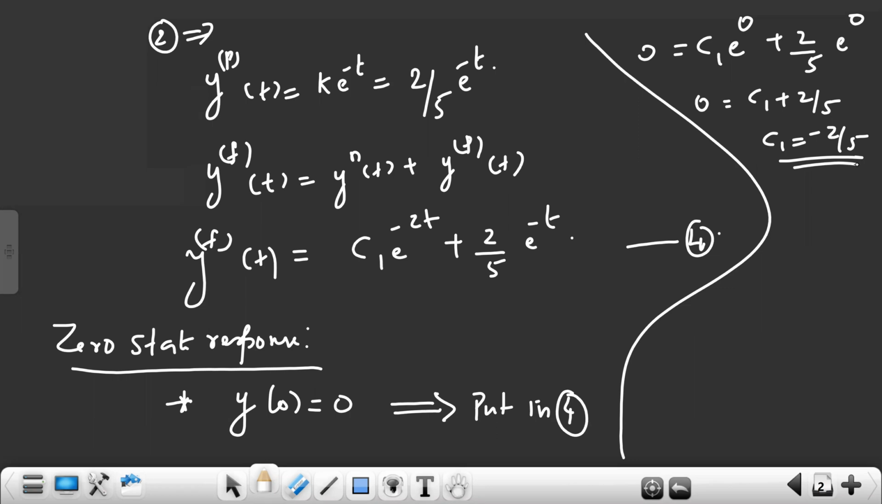Now, after finding C1, what will you do? You will put it in this equation so that your forced response equation will now become minus 2 by 5 e to the power minus 2t plus 2 by 5 e to the power minus t. This will be your final answer.